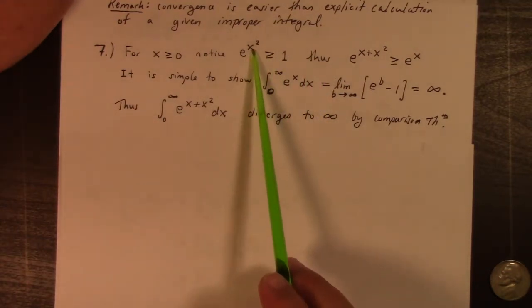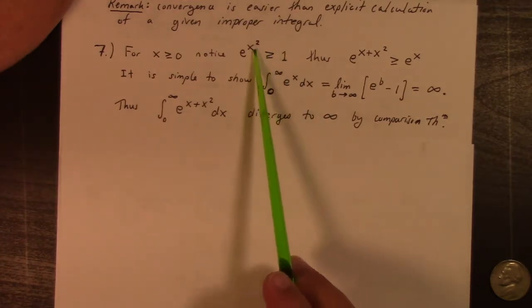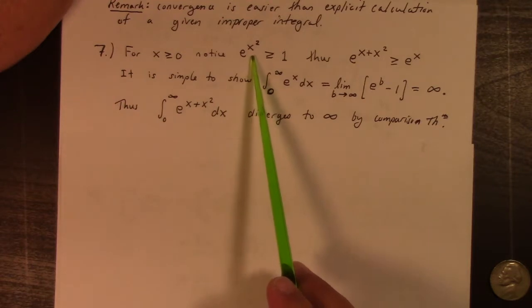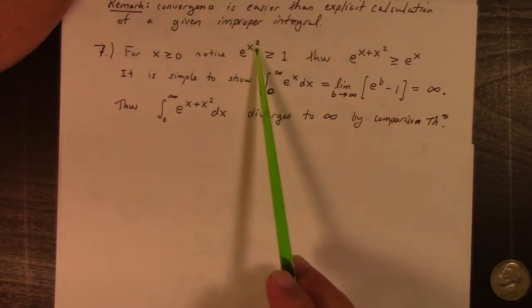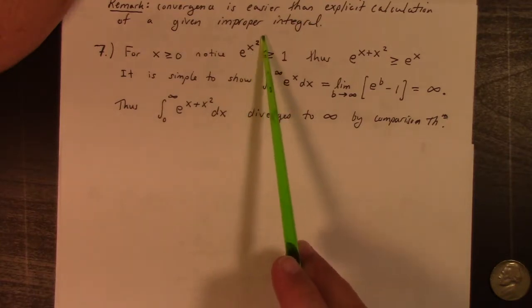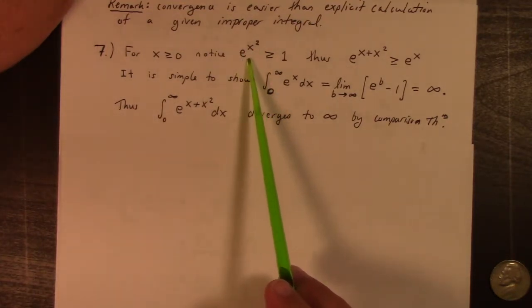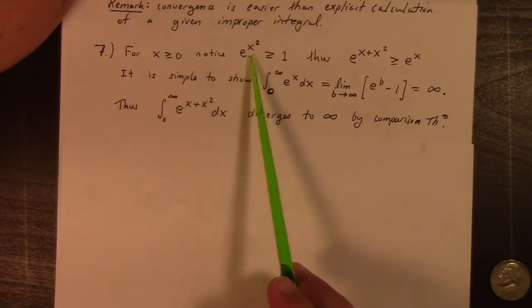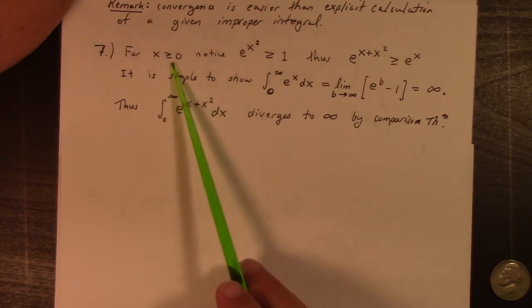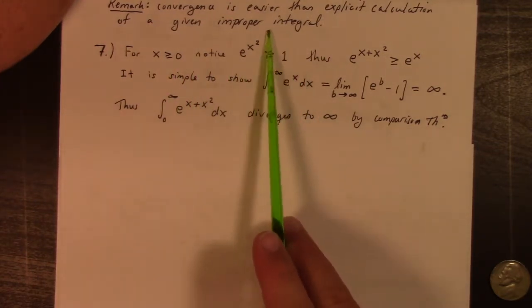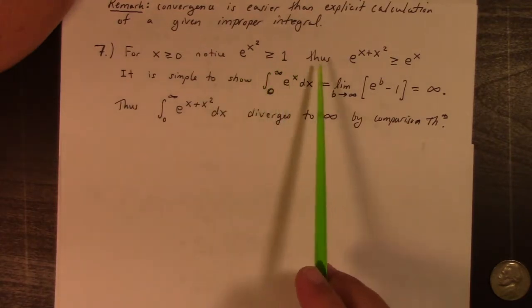That's because e to the x squared starts out at 1 when x equals 0, and this is an increasing function. That's easy to show with calculus. If you differentiate e to the x squared, you get 2x e to the x squared, right? And if x is positive, that's positive, so it's an increasing function. So if this starts out being 1 when x equals 0, it gets larger than 1 as x is larger than 0. And in fact, noting that, we can multiply this by e to the x and get this.